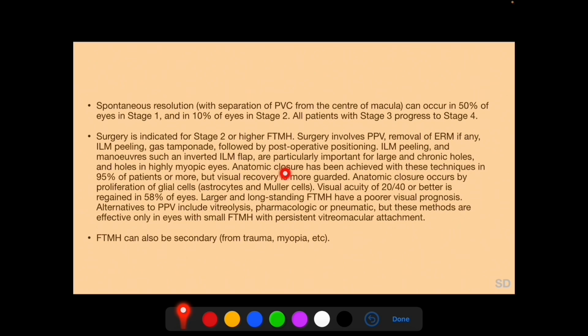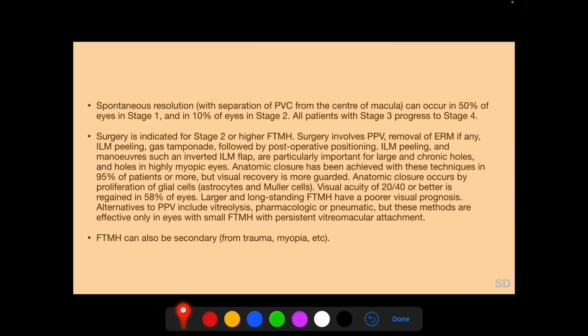Anatomic closure has been achieved with these techniques in 95% or more of patients, but visual recovery is more guarded. Anatomic closure of full thickness macular holes following surgery occurs by proliferation of glial cells. More than 50% of eyes undergoing surgery for full thickness macular holes achieve a visual acuity of 20/40 or better, but larger and long-standing full thickness macular holes have a poorer visual prognosis.